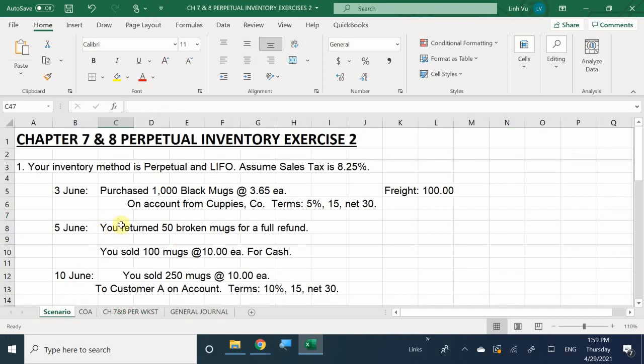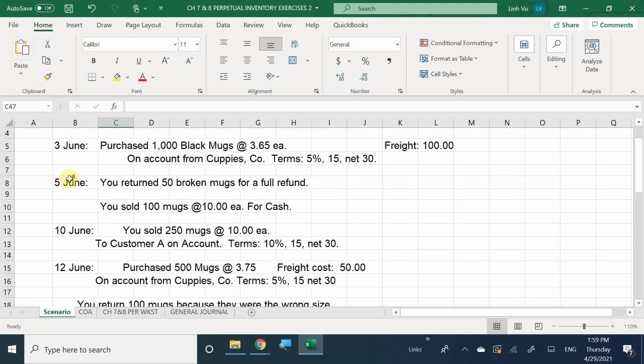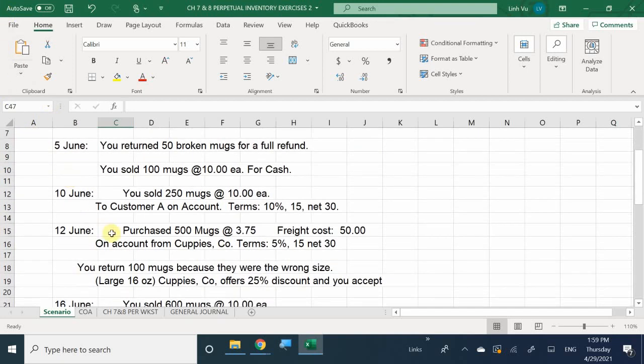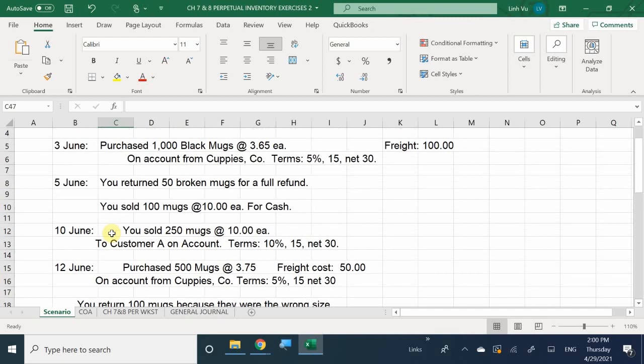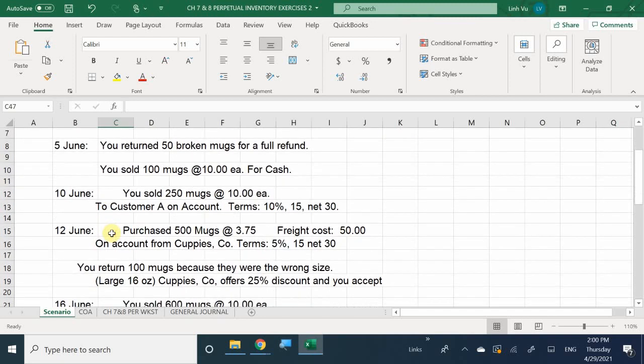Okay. All right, so let's go ahead and take a look at the next portion here. So what has happened on June 10? We sold 250 mugs at $10 each. Okay, good. To who? To customer A on account terms 10, 15, 30. Perfect. So here we sold to customer A. We sold a total of 250 mugs.